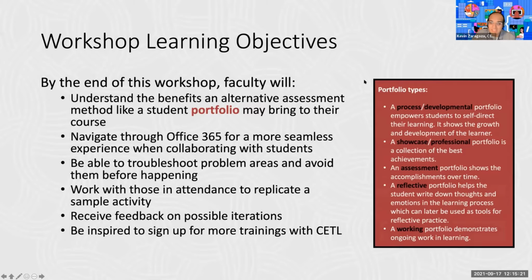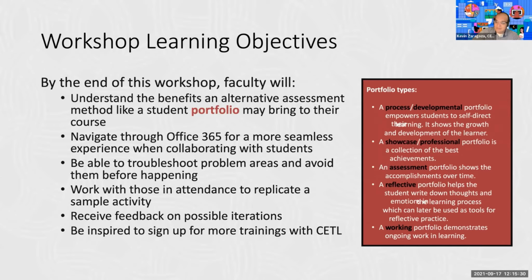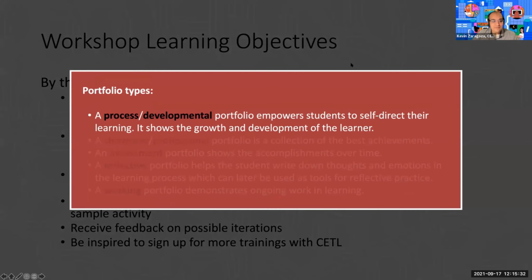So keeping these learning objectives in mind, there's actually more portfolio types out there, but we've made them concise and put them down here into these 5 different categories, okay? First portfolio type, a process or developmental portfolio, which empowers students to self-direct their learning. It shows the growth and development of the learner. This one, as I mentioned earlier, is something you can introduce at the very beginning and work on across the semester, which is a developmental or process portfolio, okay?